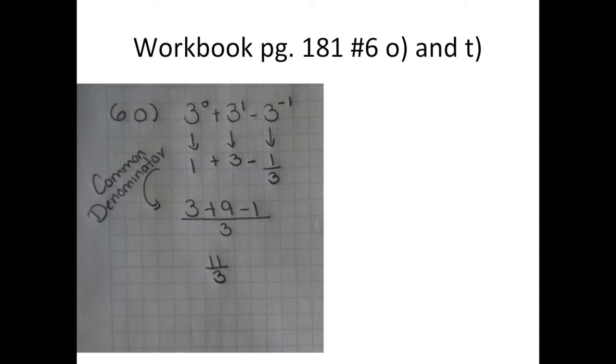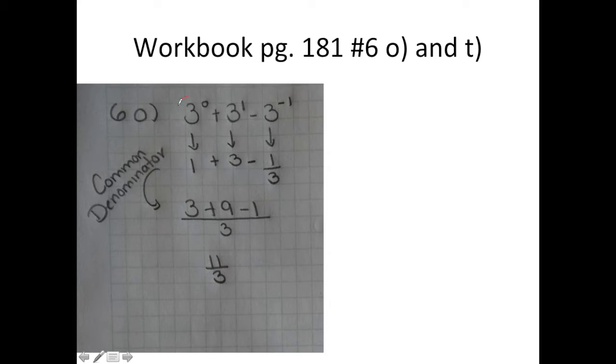Okay guys, today we're going to see exercises from page 181, number 6, O, and number 6T from the workbook. 6O says 3 to the 0 plus 3 to the 1 minus 3 to the negative 1. Now, how are we supposed to solve that?